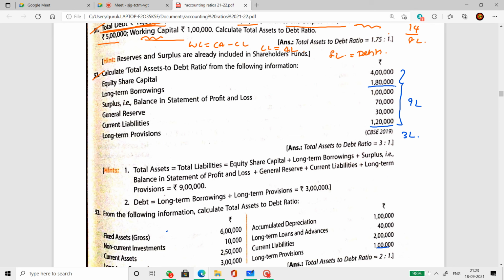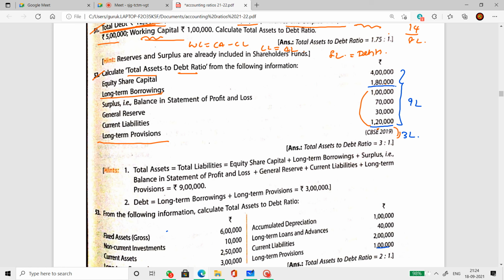Now 52. Total asset to debt again, equity given, long-term borrowings given, surplus, everything is given, general reserve, everything. And what we need is asset total and long-term debts. Now under this, long-term borrowings will be part of debt and long-term provision will be part of debt. So 1 lakh 80 plus 1 lakh 20 adds up to 3 lakh 20. So this is our debt total. So debt is 3 lakh.